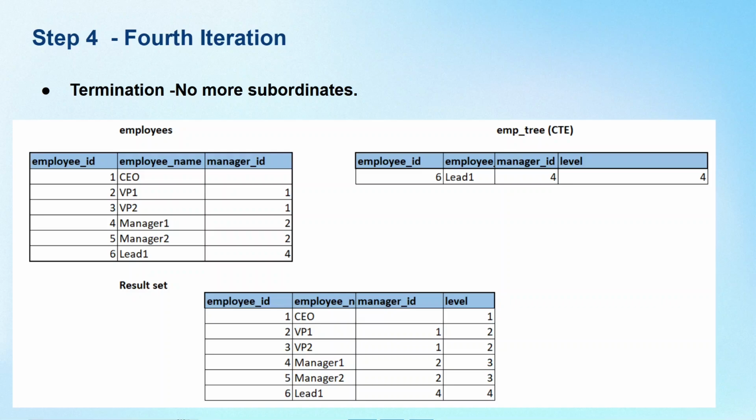Here there is no matching record for the join condition and this will serve as the termination condition, and the result set that has been built so far will be the final result set of the CTE and will contain the hierarchy levels 1 to 4.